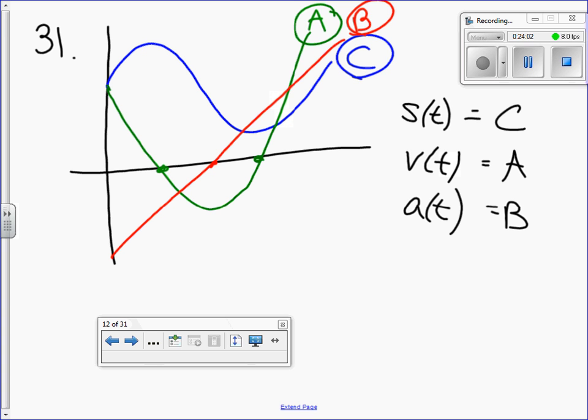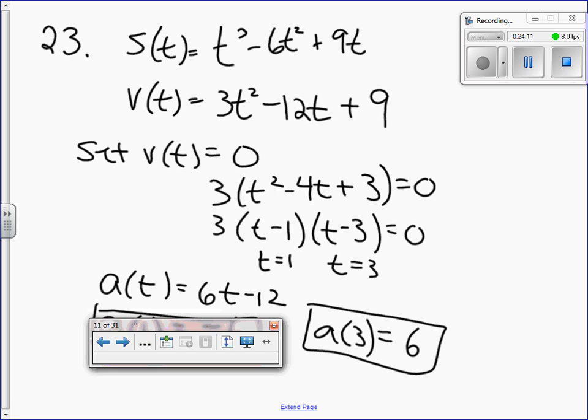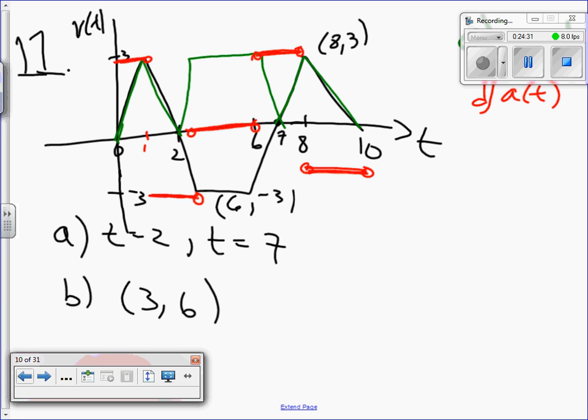Did you have any other questions on any of these? What about that one where you had to graph the speed? Did that confuse you, the wording in 23? It said find the acceleration each time the velocity is 0. So you had to find the times that made the velocity 0 and plug them into the acceleration. No? It's okay.